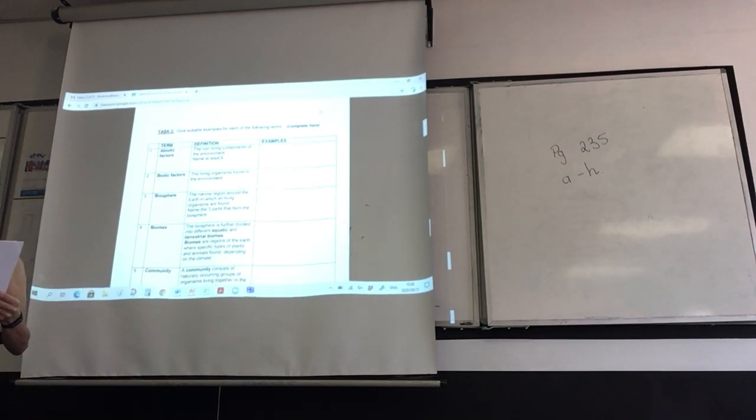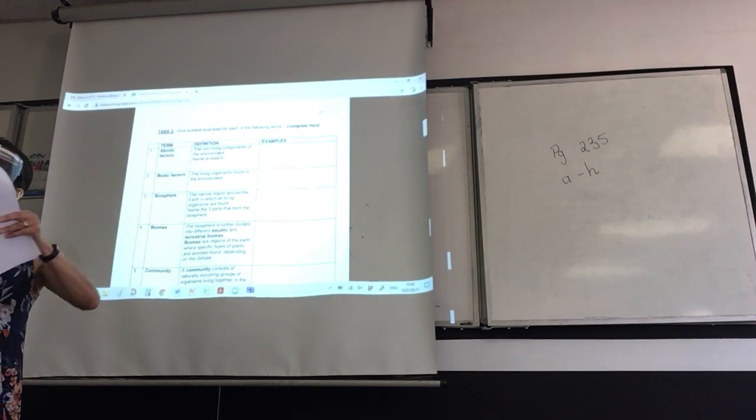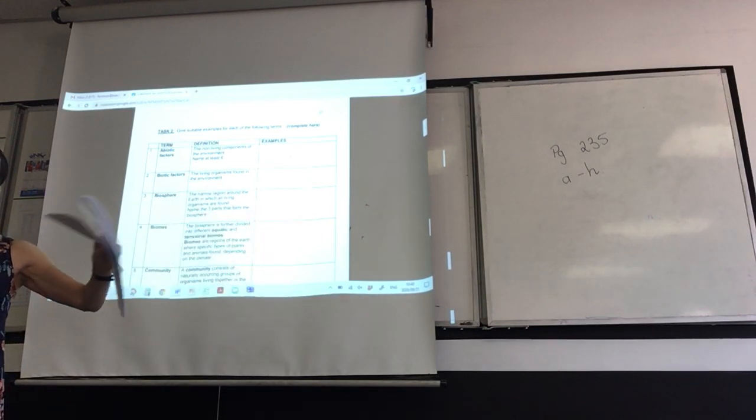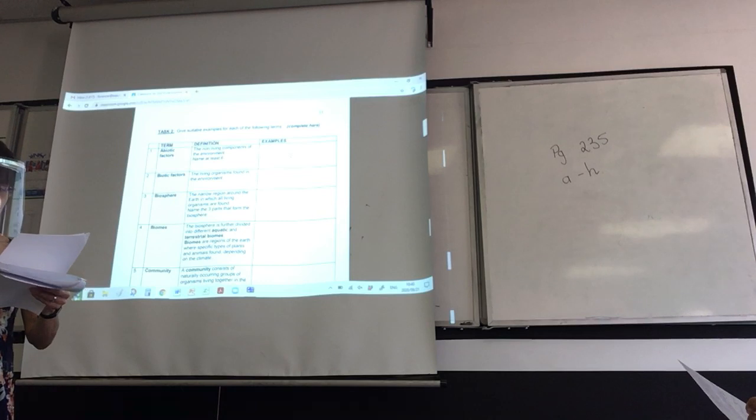Community. Sonali, where are you? Okay, you've all swapped. It's fine, I'll just call your name. Sonali? I just said a pond. Okay. So a biome, remember, is a much larger area. Oh, I'm on the wrong one. Sorry, Sonali. Biome, number four.